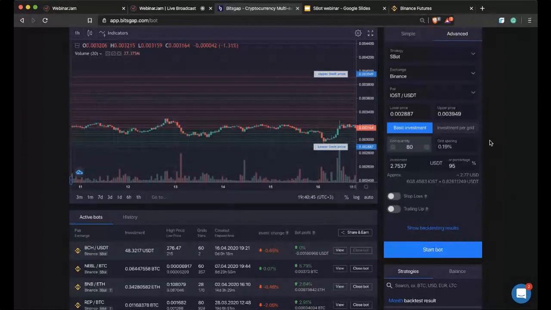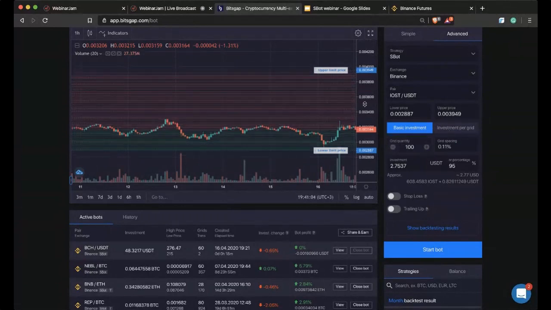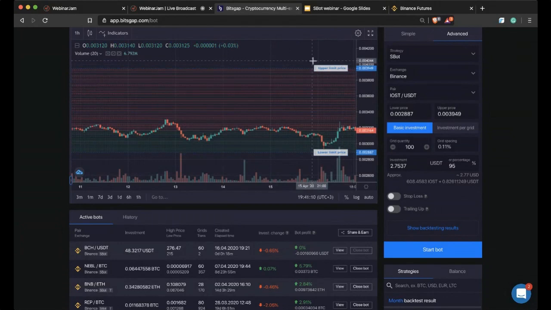So if we adjust it to 80, you see that the profit per each grid is going to be around 0.19%. So that's the optimal. You can also put, let's say, 100. That means you will have more frequent trading, now with more levels. It means there are more chances that you will seize almost every market swing.